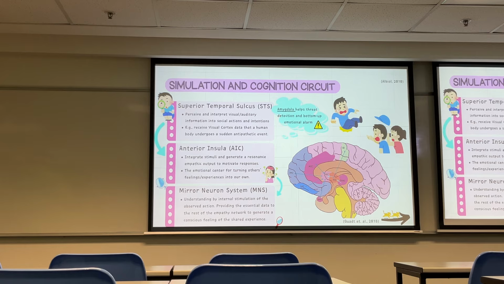It acts as an emotional center to turn others' feelings and experiences into ours. And the mirror neuron system will understand by internal simulation, labeling the information, and provide the essential data for the rest of the empathy network to generate the feeling.